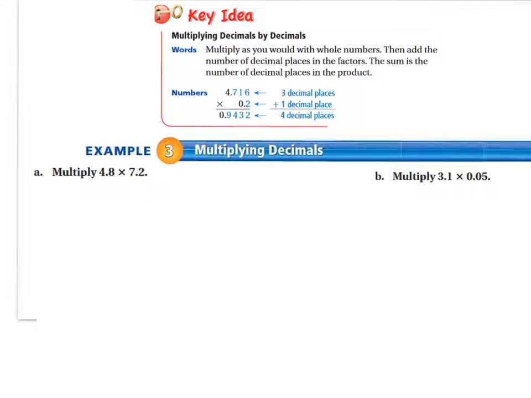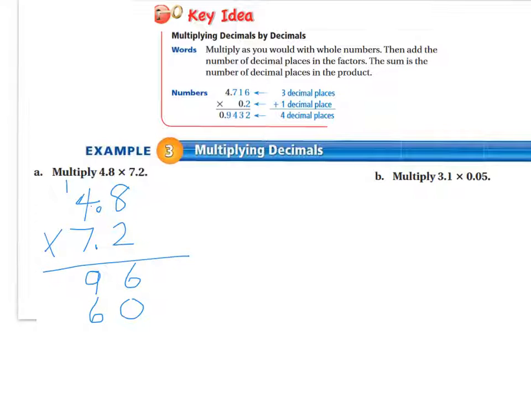Let's try example 3, multiplying decimals. Problem A, 4.8 times 7.2. Multiply first as usual. 2 times 8 is 16. 2 times 4 is 8, plus 1 is 9. 7 times 8 is 56. 7 times 4 is 28, plus 5 is 33.